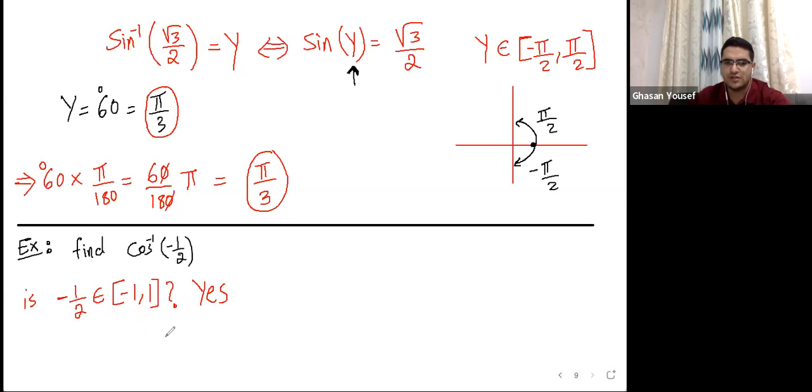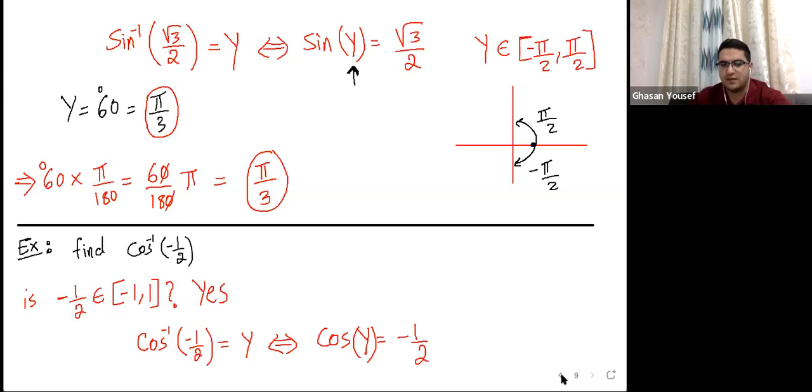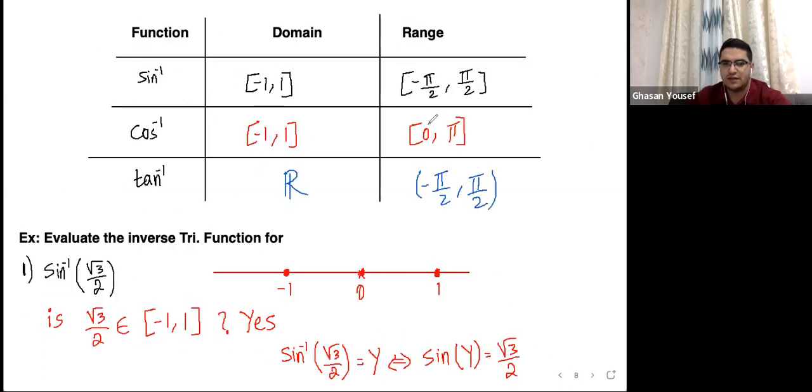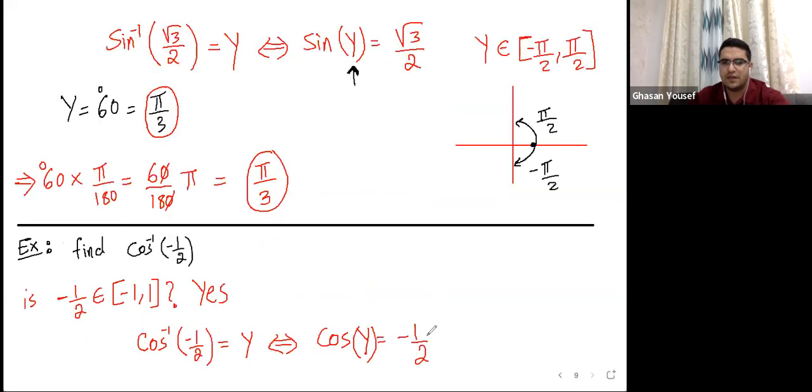So we're going to use the same step like before. Cosine inverse of minus 1/2 equals y. Now take the cosine of both sides. You will get cosine of y equals minus 1/2. This y must belong to the range of this angle. What's the range? Go back to the angle from 0 to pi. The range must be from 0 to pi.